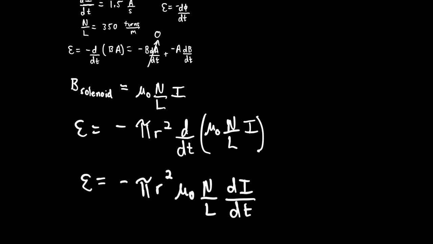Okay, well that still seems kind of tough. We've got to figure out what dI/dt is. Do we know what it is? They gave it to us. What is it? 1.5 amps per second. How about n over L? Did they give us that? Yes. What is it? 350 turns per millimeter. Mu naught. What is that? 4 pi times 10 to the negative 7. Pi r squared. R. They gave us an r. So they gave us all these variables. At this point, I can just plug and chug.